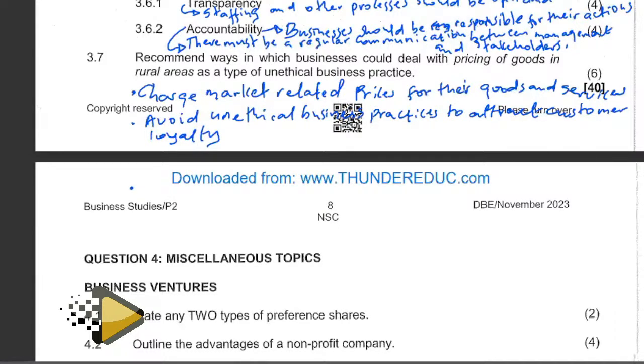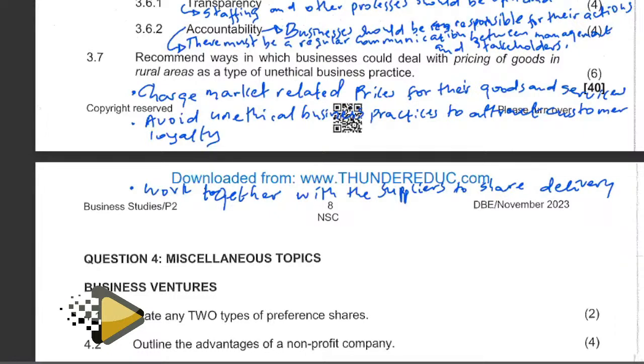Also, we said that businesses should work together with the suppliers to share delivery costs to remote rural areas.